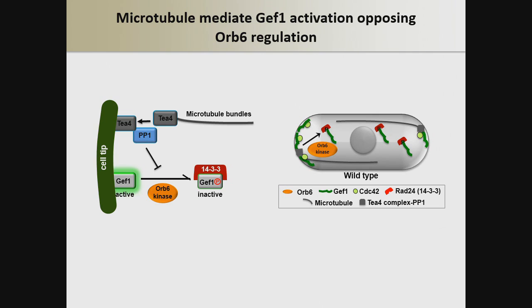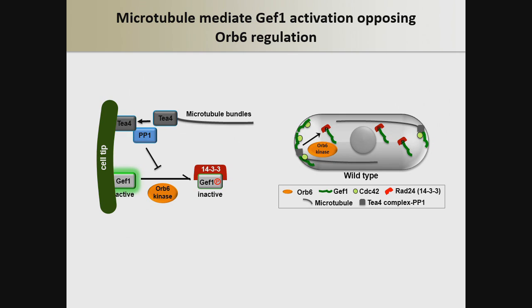I have a question. Maybe I just missed it. Is the dephosphorylation of Gef1 when you add the inhibitor of the analog-sensitive ORB6 dependent on Tea4? I haven't tested that, but that's a very good question. Okay. Yeah, so that will be something very interesting to do.